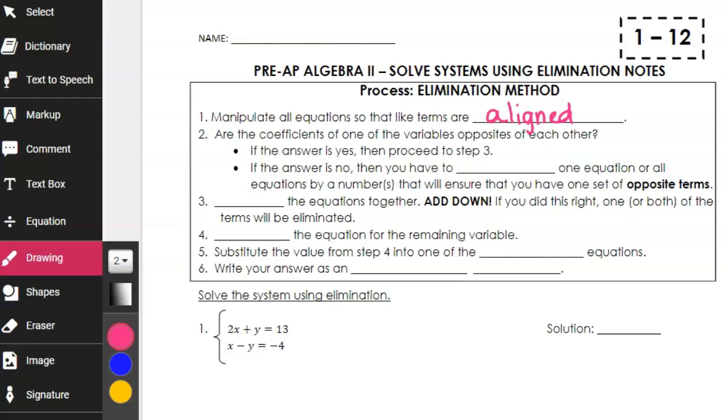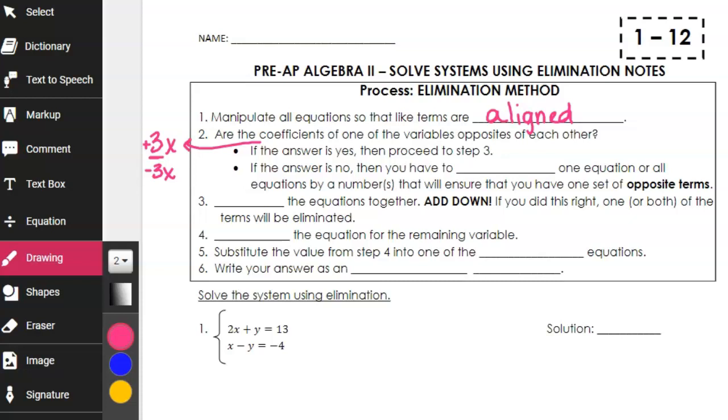Step 2, ask yourself, are the coefficients of one of the variables opposites of each other? Remember, a coefficient is a number that's out to the side of a variable. So if I have the term 3x, 3 is the coefficient. By opposites, I mean, is one of them a positive 3x and one of them a negative 3x? So are the coefficients positive 3 and negative 3? Positive 9 and negative 9? If the answer is yes, proceed to step 3.